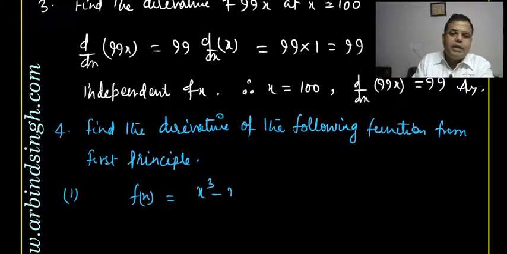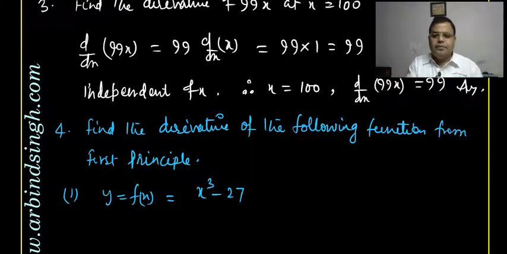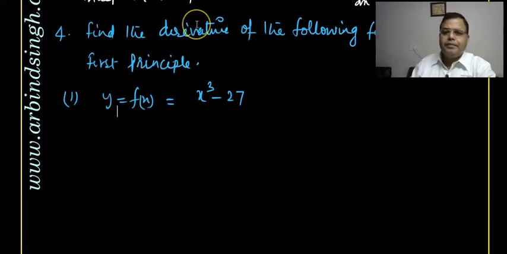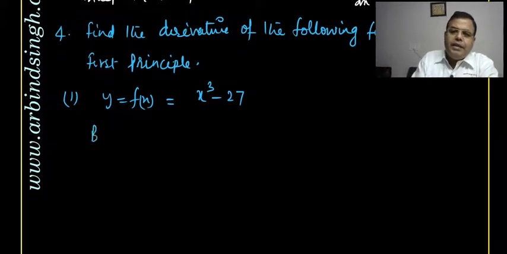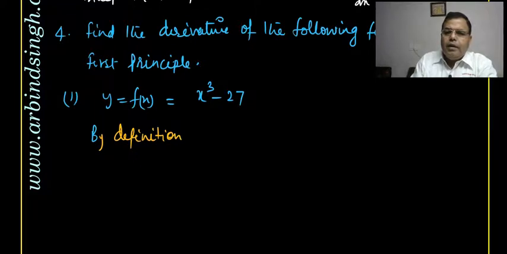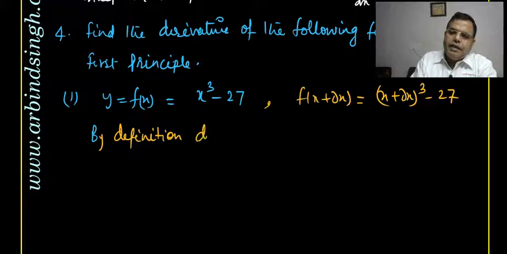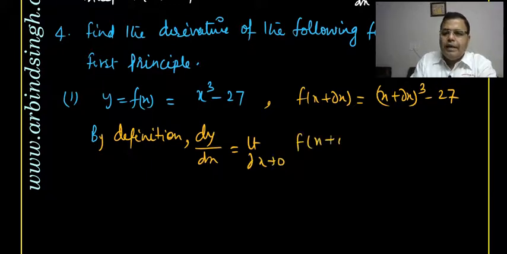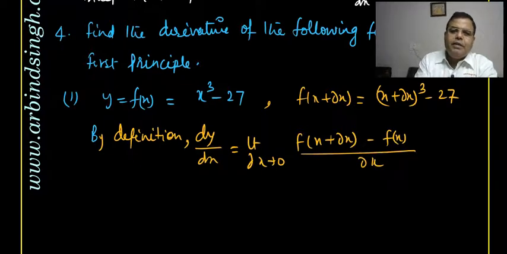that x cube minus 27, or y is equal to, say, let y is equal to x cube minus 27. So by definition, we can write here, therefore, by definition, f of x plus delta x is nothing but x plus delta x whole cube minus 27. By definition dy by dx is equal to limit delta x tends to 0 of f x plus delta x minus fx divided by delta x, isn't it? This is the first principle that we have to discuss. By definition.